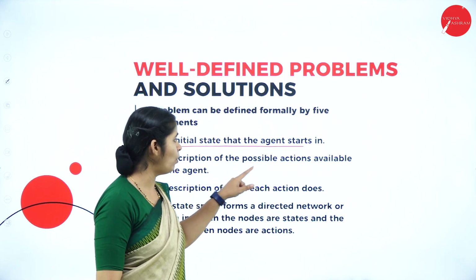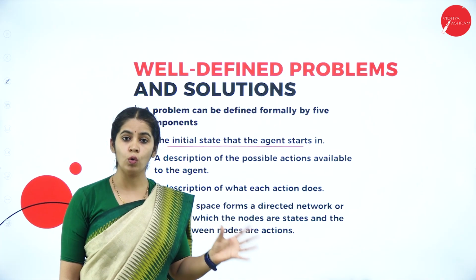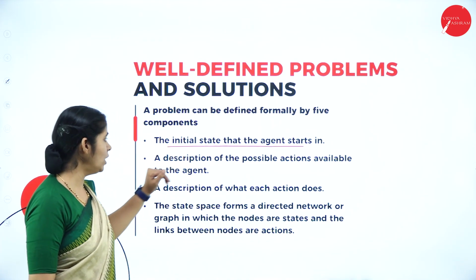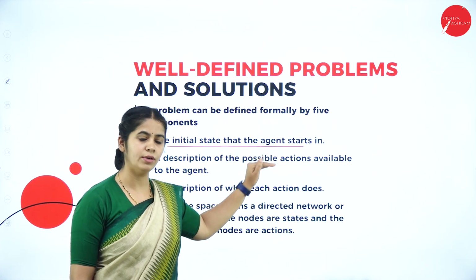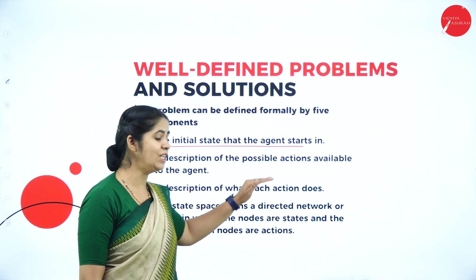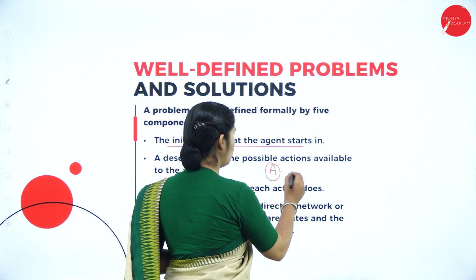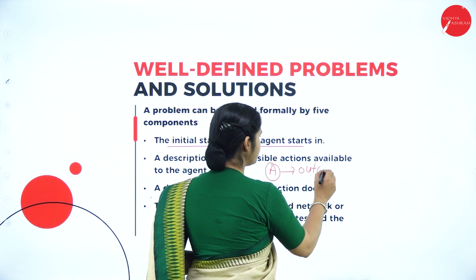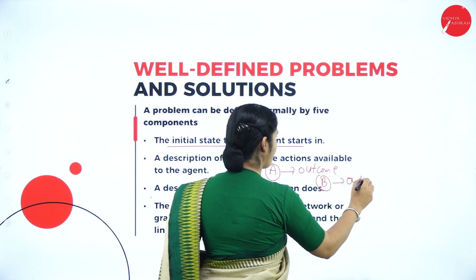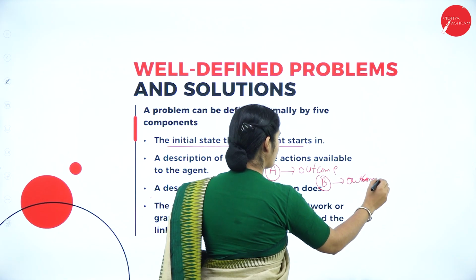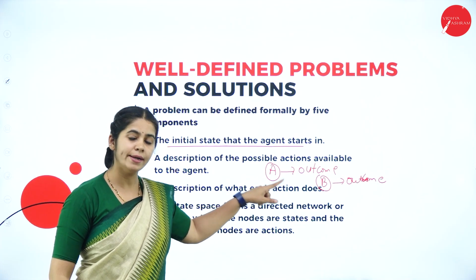Then, a description of the possible actions available to the agent. We have defined some behavior, rules and protocols for the agent. Depending on that, we describe what all the possible actions the agent can take. And then a description of what each action does. If I do action A, what would be the outcome? If I do action B, what would be the outcome? So, we have to describe what each action does.